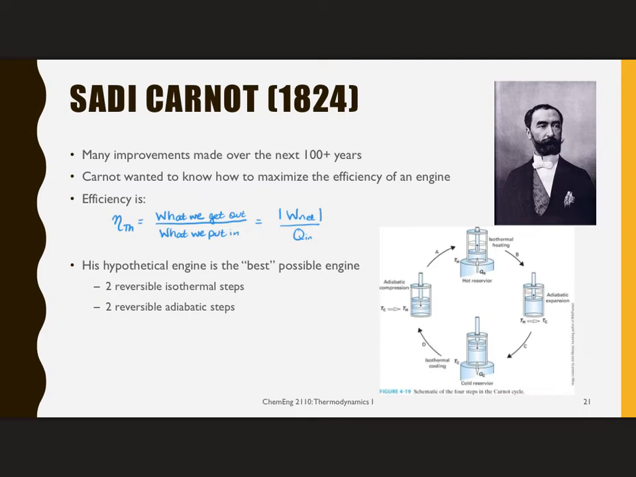And so based on this definition of efficiency, Carnot came up with his hypothetical engine, not one that could really be built, but what would be the best possible way to do this. And what he envisioned was 2 reversible isothermal steps and 2 reversible adiabatic steps. So if you begin, say, with point A here, we begin with isothermally heating this material in a piston cylinder, which would cause it to expand, and then stop the heat transfer and allow it to continue the expansion adiabatically.